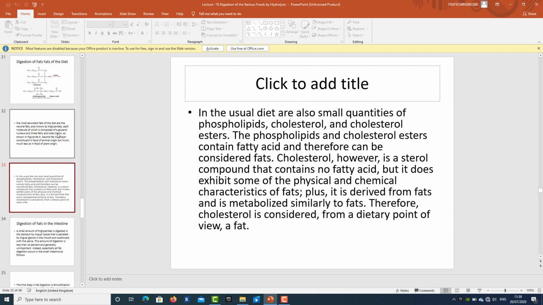So why is cholesterol considered to be a fat?